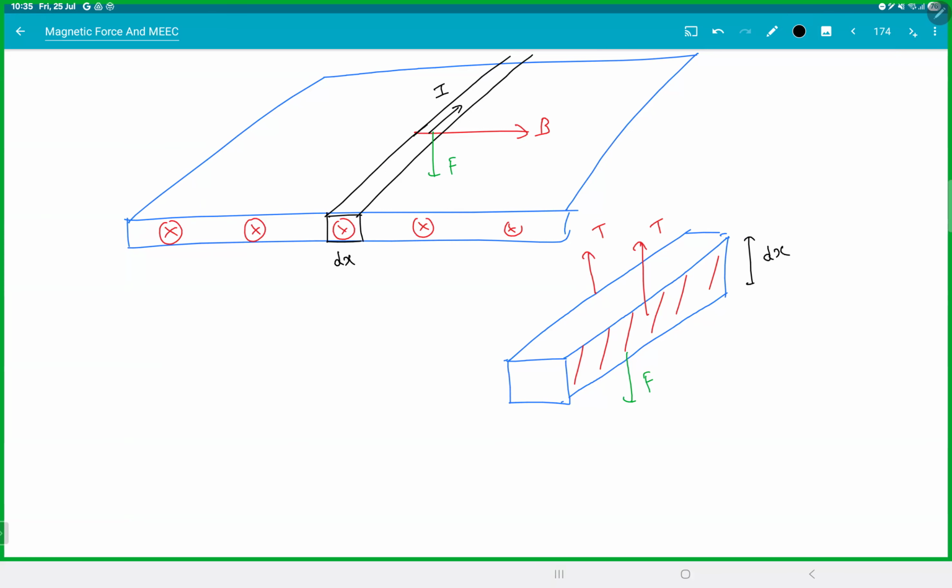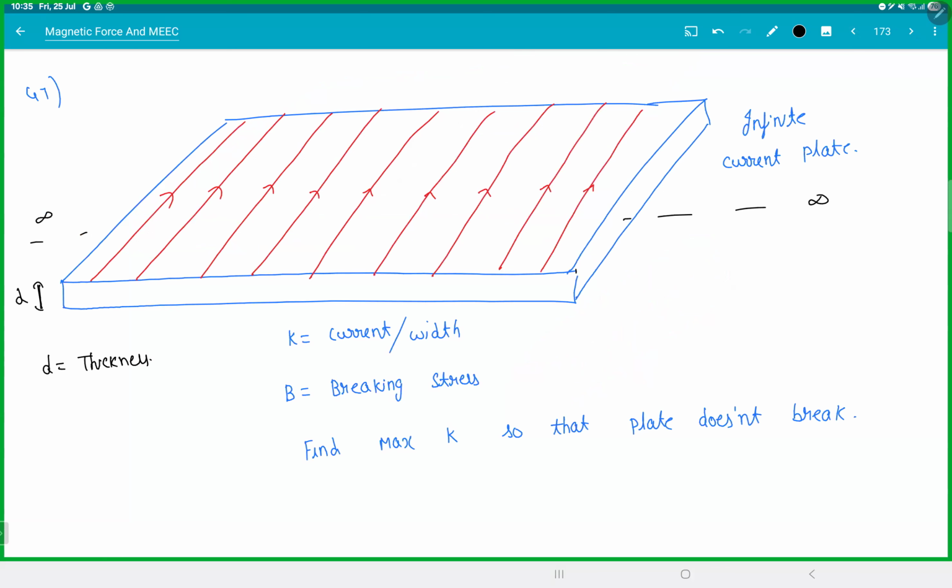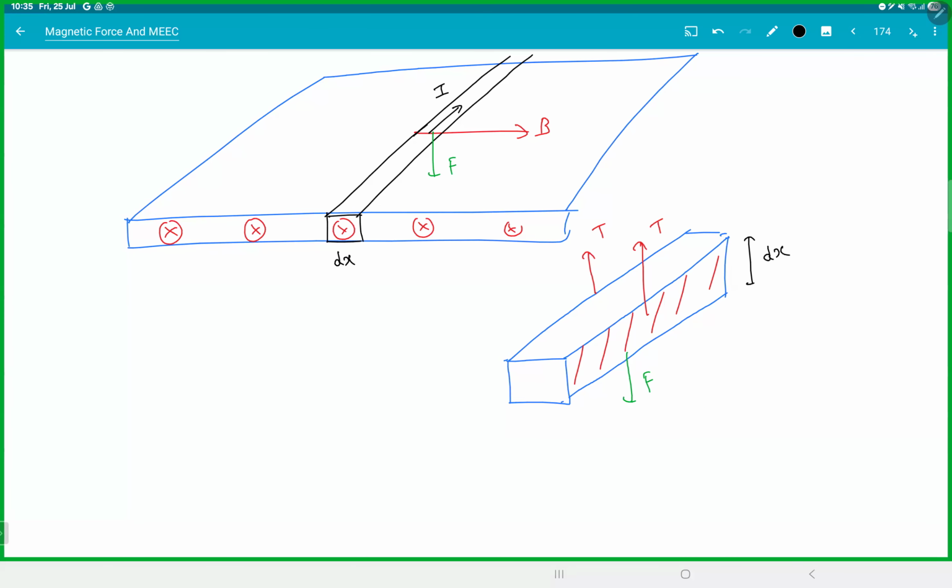The plate is being pushed down. So basically, each section is being pushed down. Given the length also, okay? This was D. This was dx. That was length L.